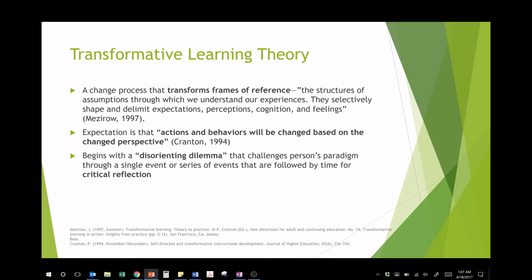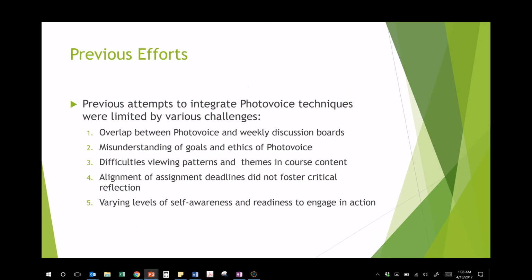So in the classroom, the Photovoice journals are essentially that series of events that are held throughout the classroom, where students are going to be challenged in such a way that allows them time for critical reflection to then ultimately transform their paradigm and ultimately their actions and behaviors, or at least that's the hope.